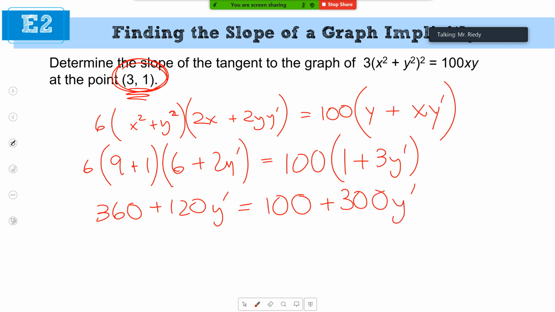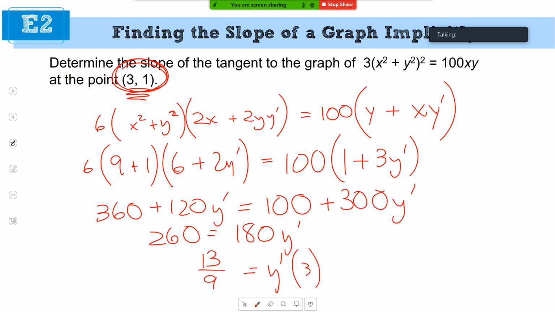Okay? And now I have to solve for y prime, but I would argue that this solving for y prime is a lot easier than the previous one. 260 is equal to 180y prime, so y prime is equal to 13/9, if I did my math correctly. And I believe I did. Technically speaking, we should do y prime of 3, but that's our value.